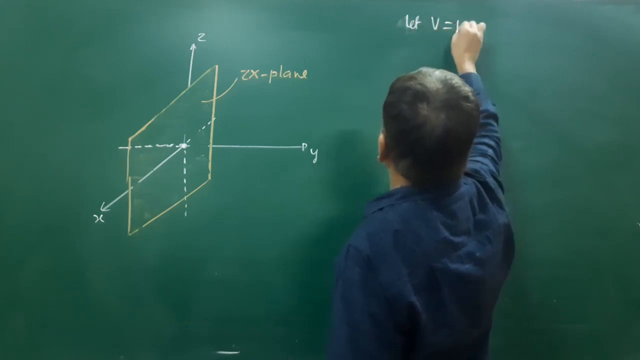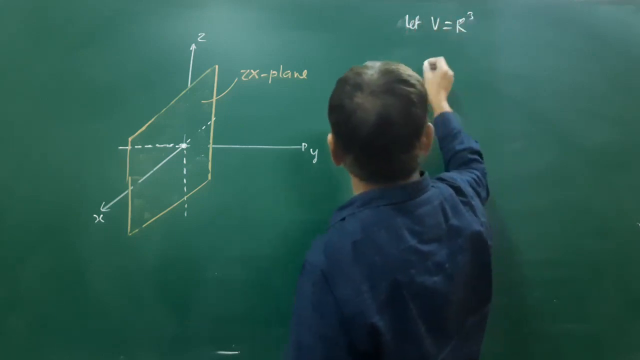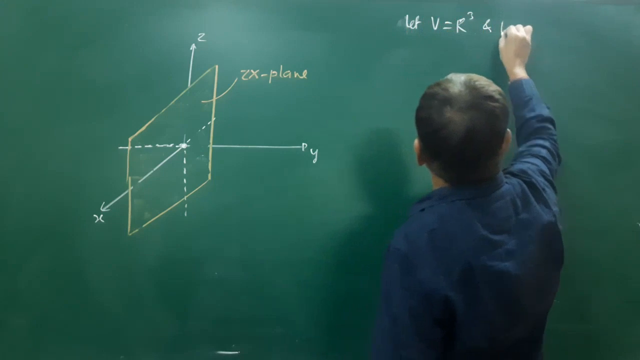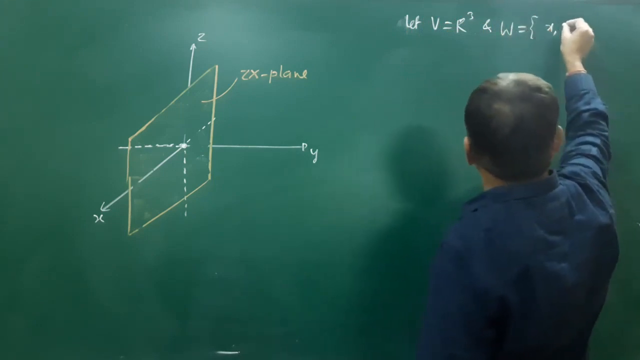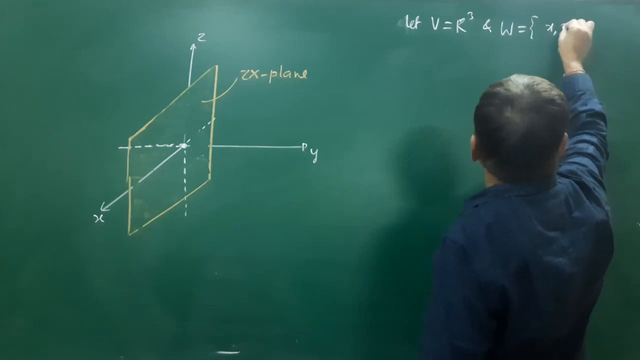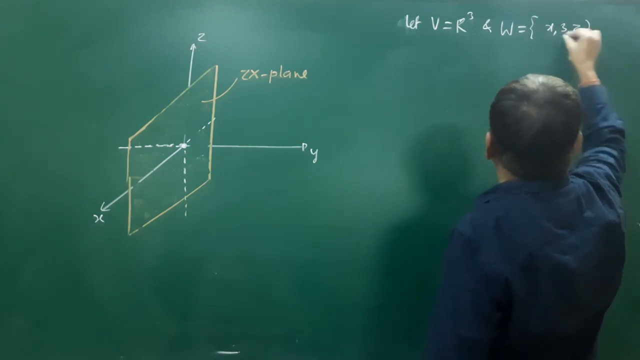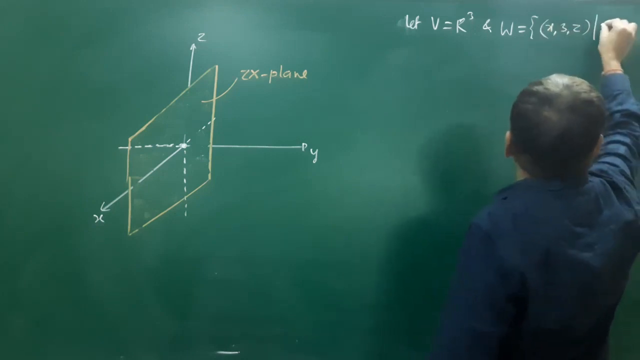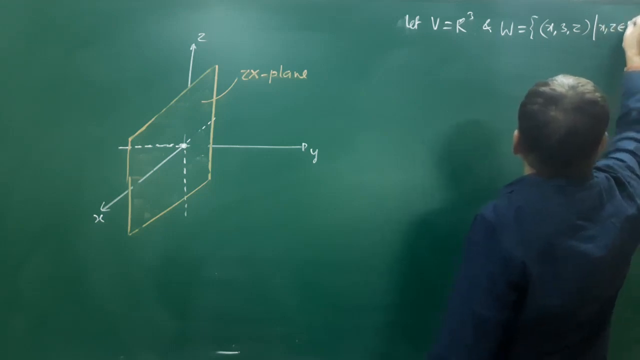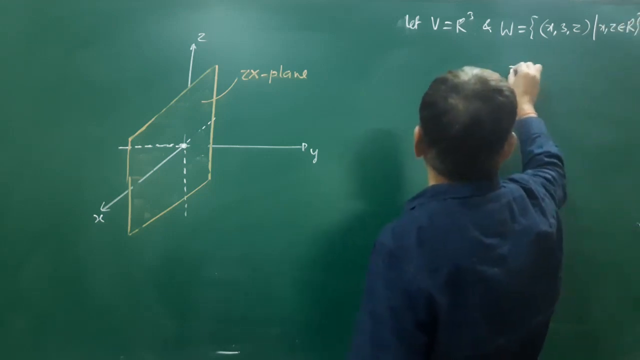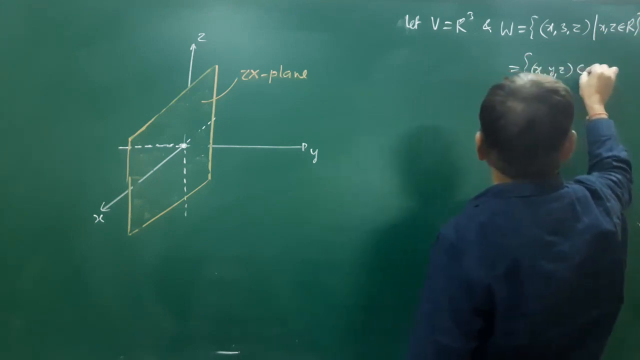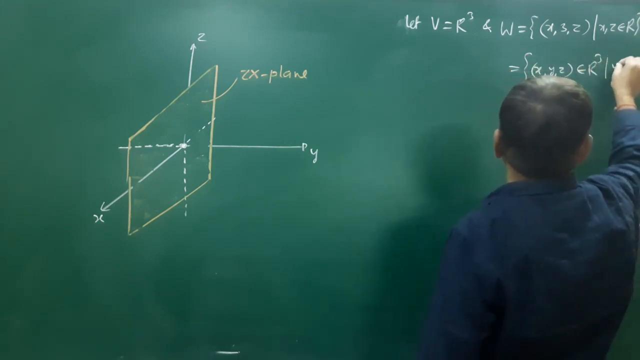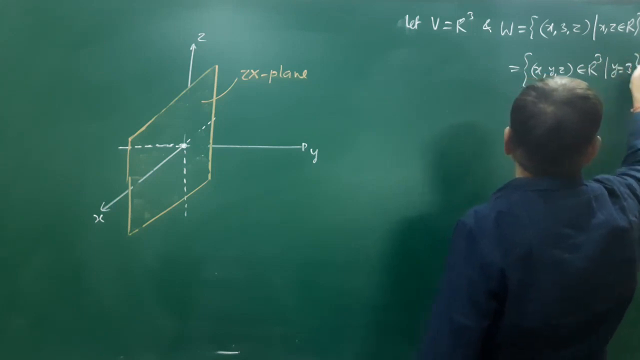Let V equals R³ and W equals the set of (x, y, z), where x, y, z belong to R, such that y equals 3.